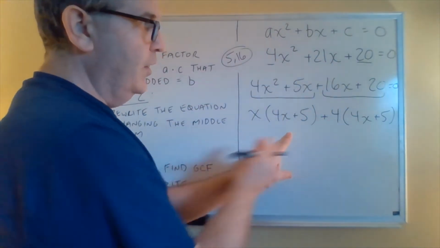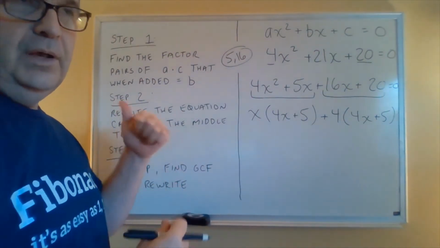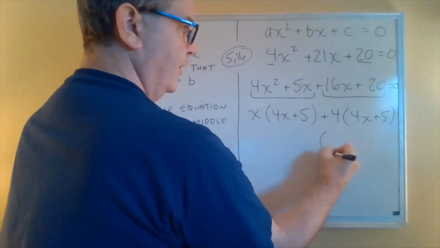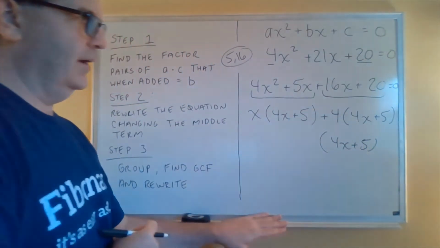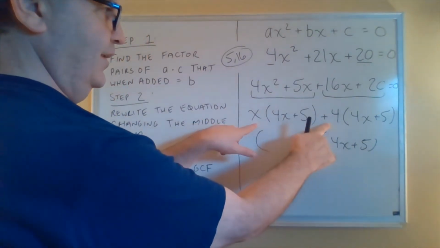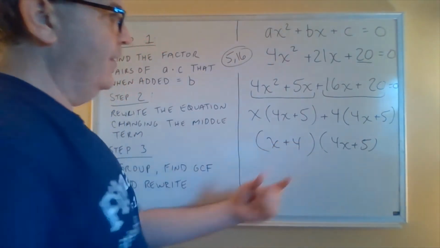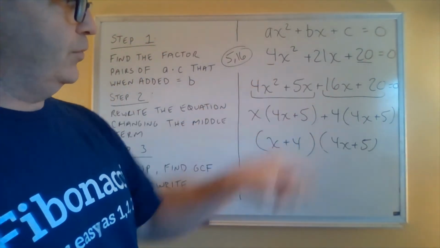If these two don't match, you've done something wrong and you need to go back up here and fix whatever that may be. Well, what's nice is if they do match, you remember when we were factoring earlier, we had two sets of parentheses, correct? So our second set of parentheses will be that set that matches right there. What goes in our first set of parentheses? It's these two terms right here, x plus 4. This is the factored version of 4x squared plus 21x plus 20.